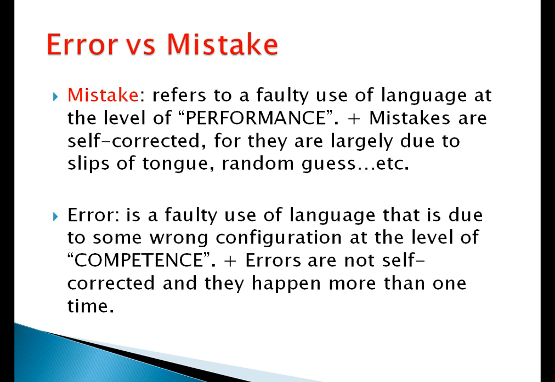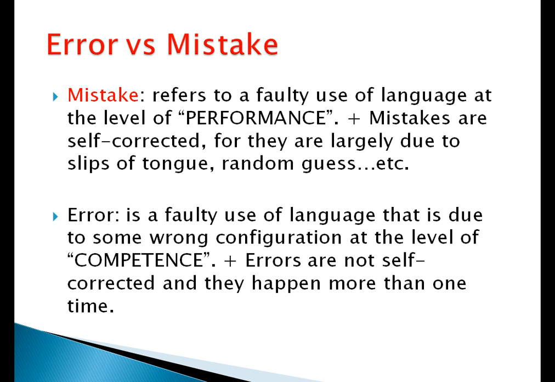Mistakes are self-corrected, for they are largely due to slips of the tongue, random guesses, etc. That is to say, when we make mistakes, sometimes we know that we made those mistakes. We can self-correct them. For example, if now I'm speaking and I make a mistake, and then I self-correct myself, I reproduce this mistake and correct it. Okay, because why?